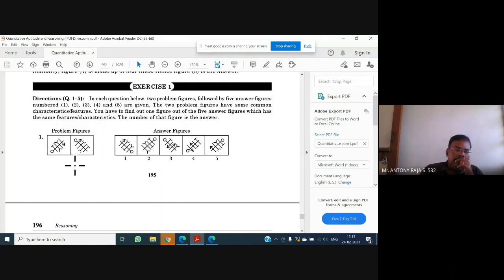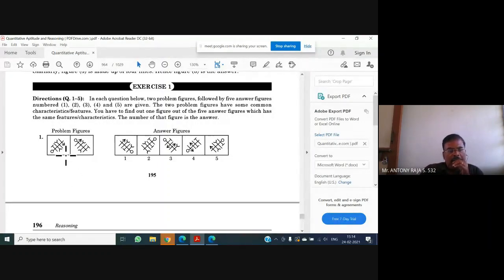See the problem figure. Here you see an inclined line with a circular symbol. Here also an inclined line with the circle, but only the direction is changed, or it is rotated in some other direction. Here you see the arrowhead is available at the end. Here the arrowhead is near the circle. And what about the middle things? Here you see there are 4 symbols given. These two middles are the same. That's the first one. See the middle symbol, both are the same.